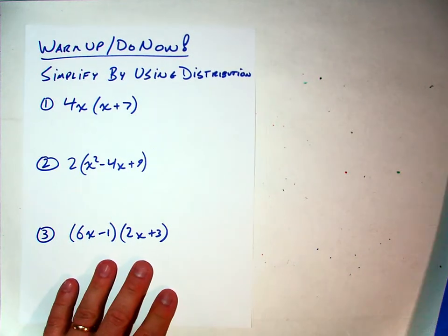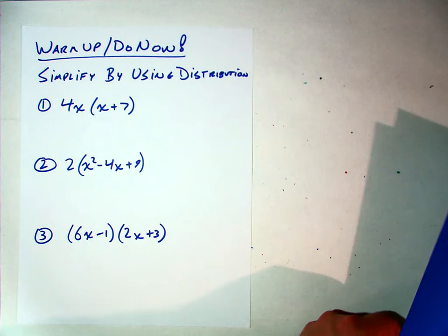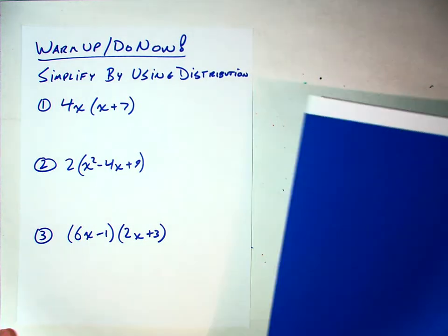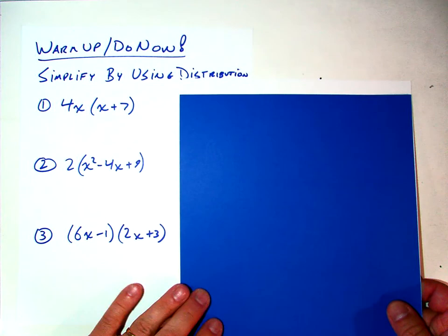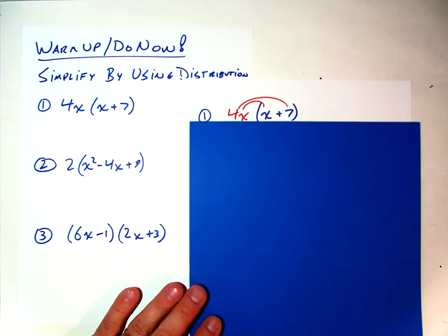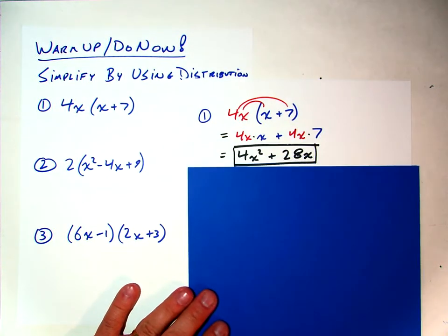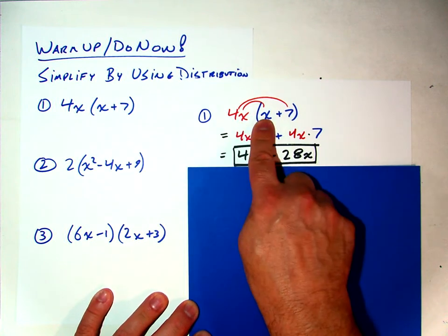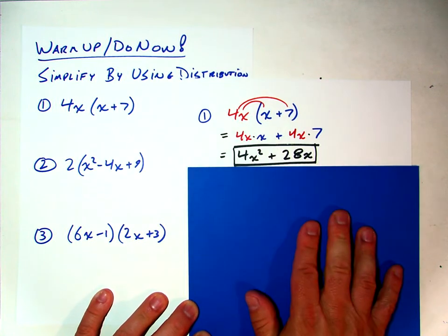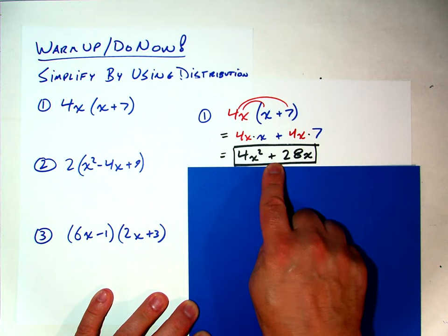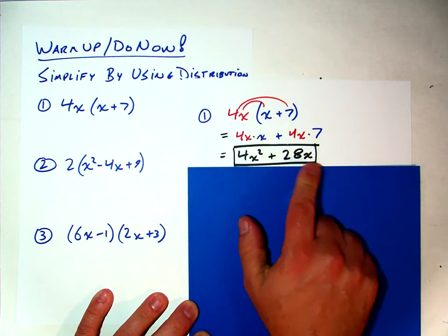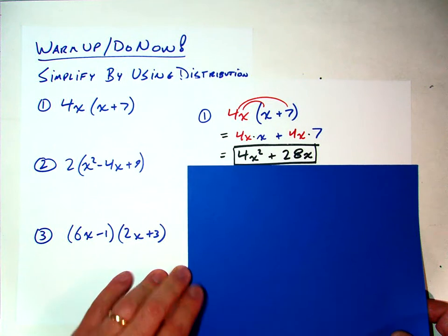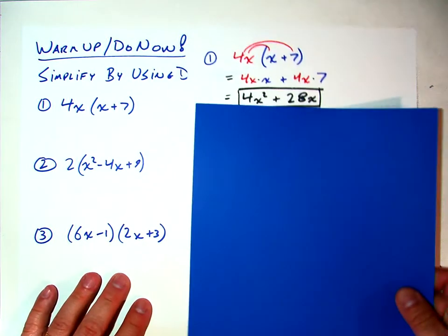Show me your answers to the first problem. The quantity 4x times the quantity x plus 7. What did you all get? All right, that looks good. Everyone who's showing me the correct answer of 4x squared plus 28x, the 4x just gets distributed to both of those terms, and they get added in the middle. The 4x times x is 4x squared, and the other product is 28x. Very good.